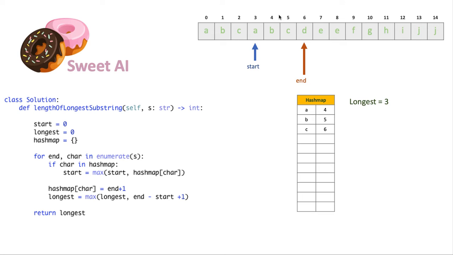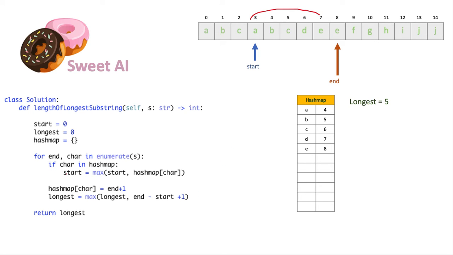And do we have letter D? No, we don't. We're going to add it. Do we have E? We don't. We're going to add it, and we keep updating the length as well. So as you see here, so far the longest one is going to be 5. 1, 2, 3, 4, 5, and then we have letter E here again.